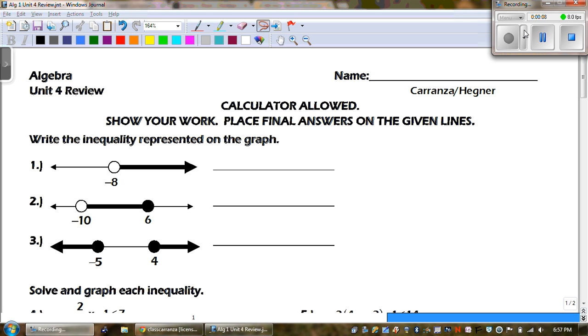Remember, you can use a calculator to show all of your work and to place all of your final answers on the given line. All right, let's go ahead and get started.